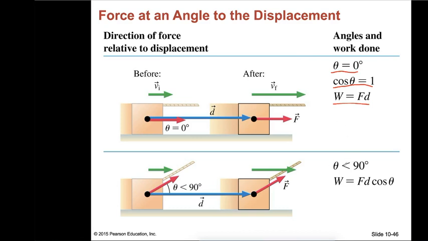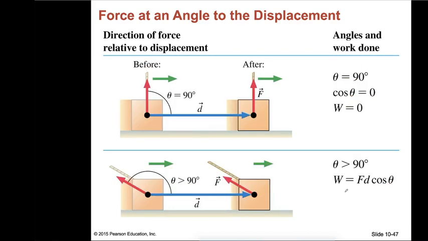When theta is less than 90 degrees, cosine theta is a number between 0 and 1, so the work is positive. When theta is 90 degrees, cosine theta equals 0, so the work is 0. When theta is greater than 90 degrees, cosine theta is a negative number, so the work is negative.